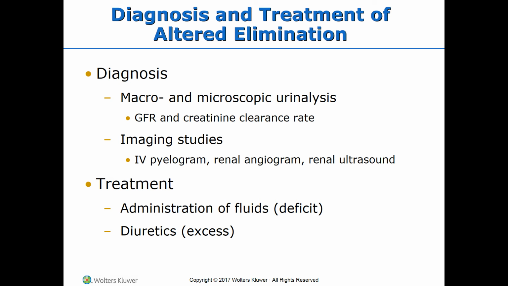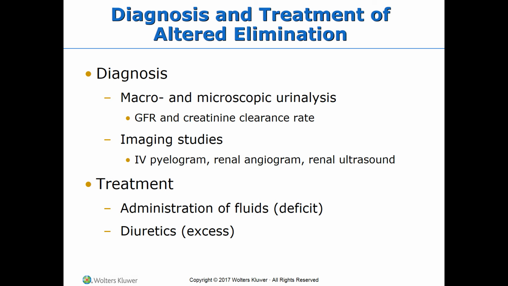So diagnosis is through microscopic urinalysis, also determining the glomerular filtration rate. If it's low, that can pinpoint to having renal failure, counting the elimination of certain substances like creatinine. So we have something that's called creatinine clearance rate. If it's low, that pinpoints as well to abnormalities within the filtration of creatinine.